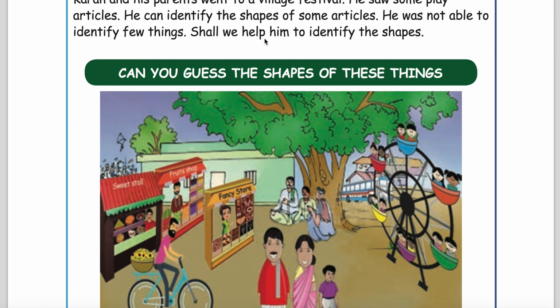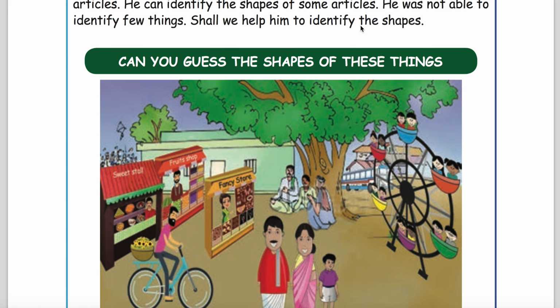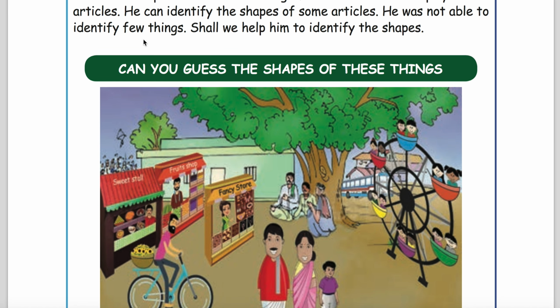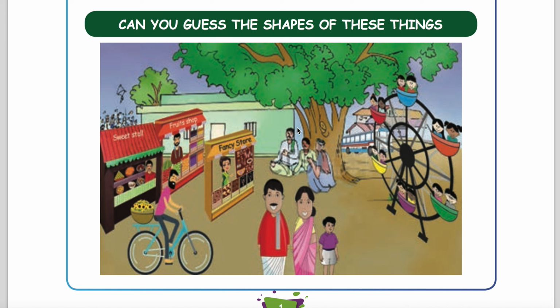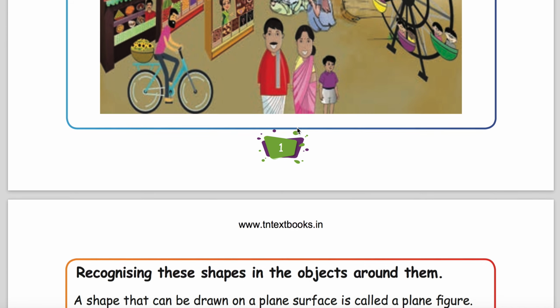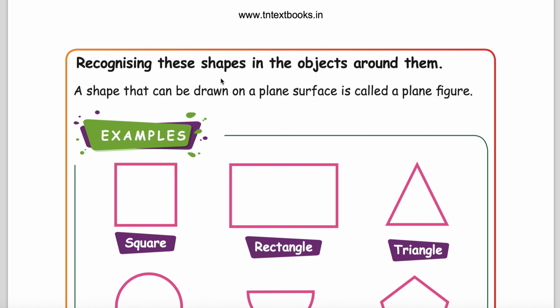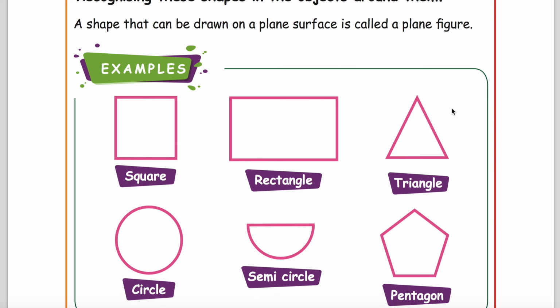He can identify the shapes of some articles. Okay, he was not able to identify a few things. We help him to identify the shapes. Can you guess the shapes of these things? Recognizing these shapes in the objects around them. A shape that can be drawn on a plane surface is called a plane figure.